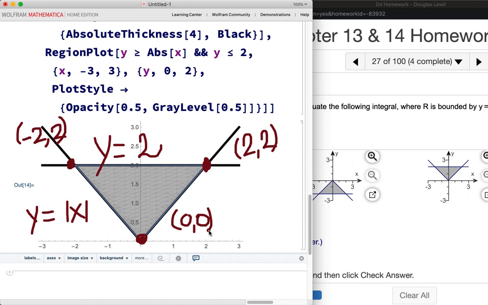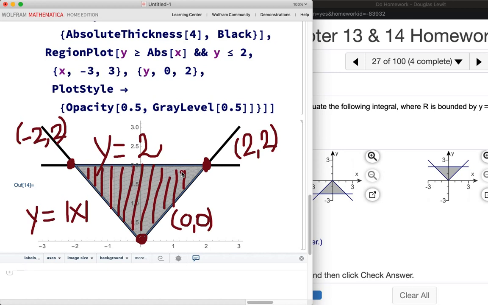Okay, so this is how I'm thinking about the problem. We're going to start integrating in this direction. I'm integrating from y is equal to the absolute value of x to y is equal to 2. If you look at the lines, my strips are parallel to the y-axis, which means that initially I am integrating with respect to y, and then after that I'm integrating with respect to x.